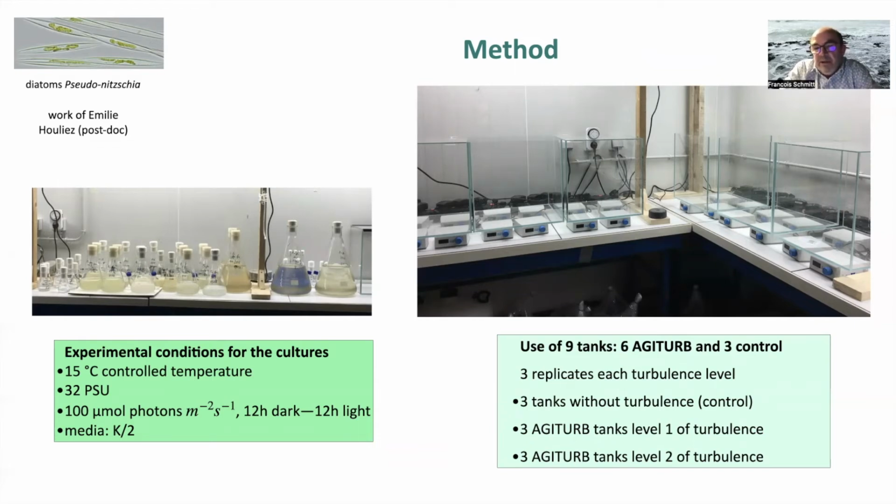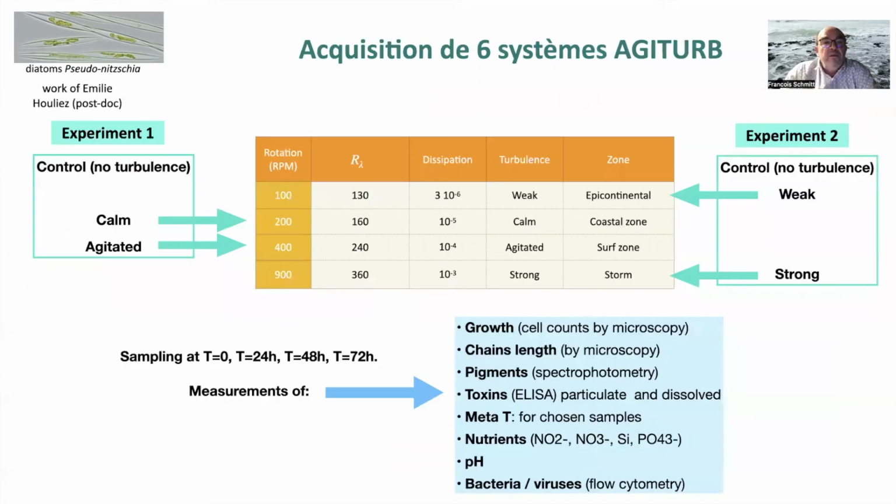We have done experiments with different levels of turbulence. In fact, there were 2 weeks of experiments. The first week, experiment 1, we have control and calm and agitated turbulence levels, so 200 and 400 RPM. And experiment 2 on week 2 was control and weak turbulence with RPM of 100 and strong turbulence with RPM of 900.